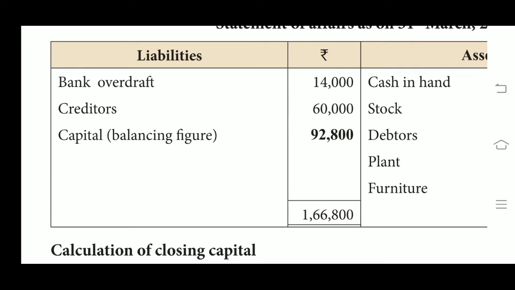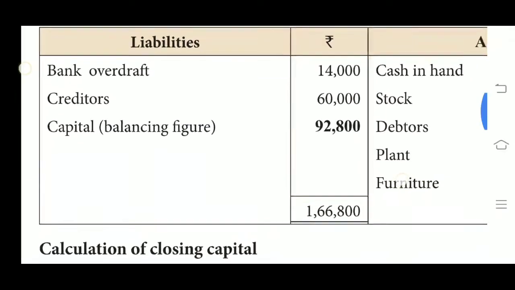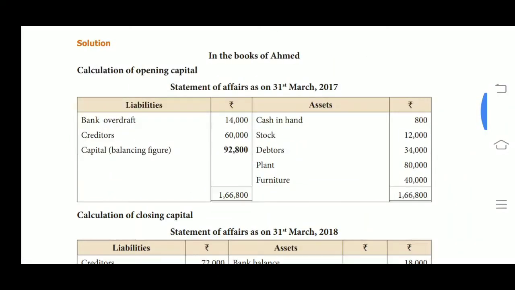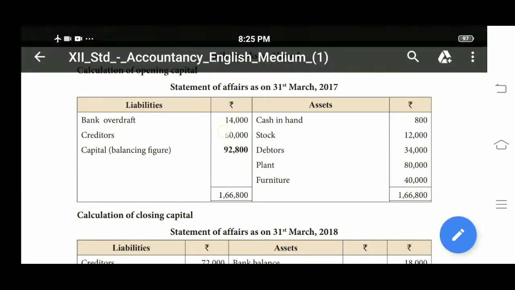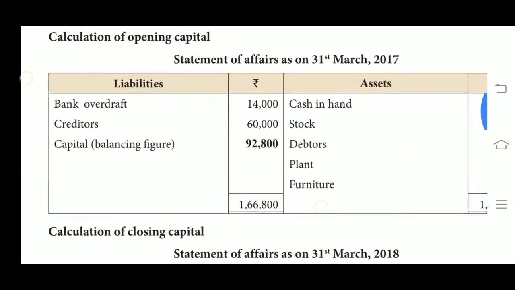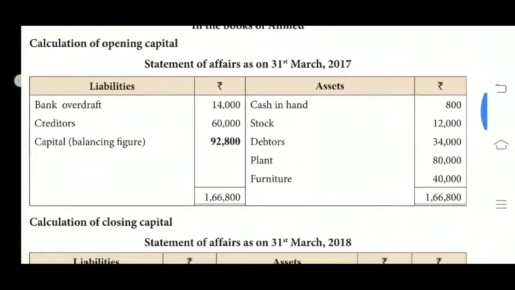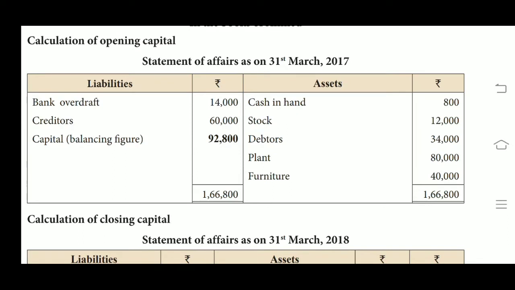So add the total value of the asset side. Asset side value 1,66,800 and liabilities 74,000. So the liabilities value is deducted from the assets value. Applying the formula, find out the capital value. What is the formula? Assets minus liabilities equals capital. Assets value 1,66,800 and liabilities value 74,000. So the remaining value is 92,800. This value is known as capital.